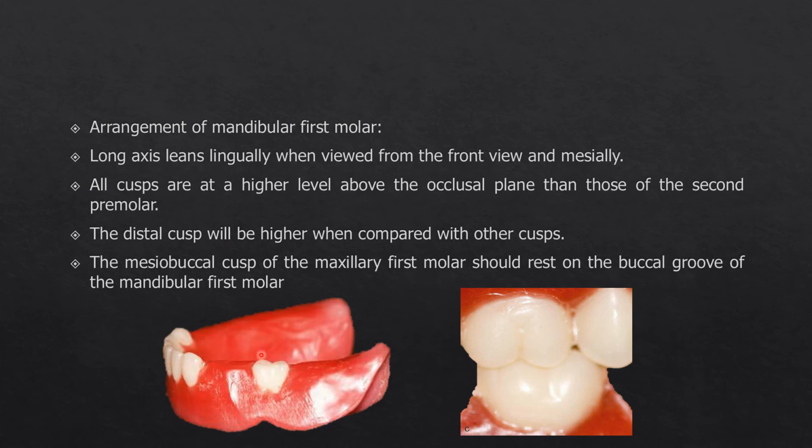The distal cusp will be slightly higher because in the maxillary first molar also it is tipped distally, so the distal cusp of the mandibular first molar will be slightly higher than the mesial cusps. The mesiobuccal cusp of the maxillary first molar should rest in the buccal groove of the mandibular first molar. This is called the key of occlusion. It is very important to establish this early so that we get a proper relationship with the first and second premolars.